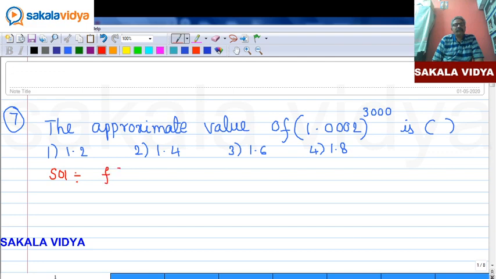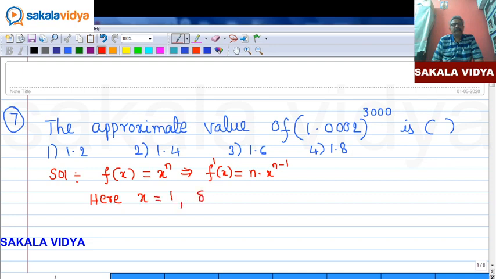f of x is of the form x to the power of n, whose derivative f dash x is equal to n into x to the power of n minus 1. Here x is equal to 1, delta x is equal to 0.0002. Now the formula: f of x plus delta x is approximately equal to f of x plus f dash x into delta x.